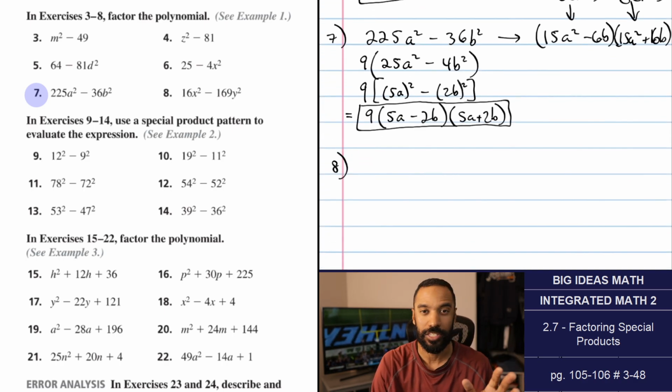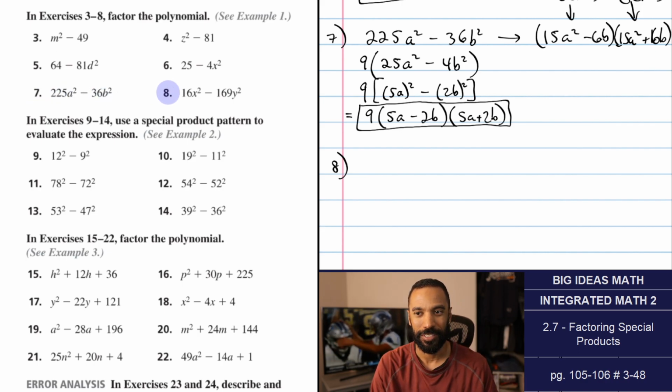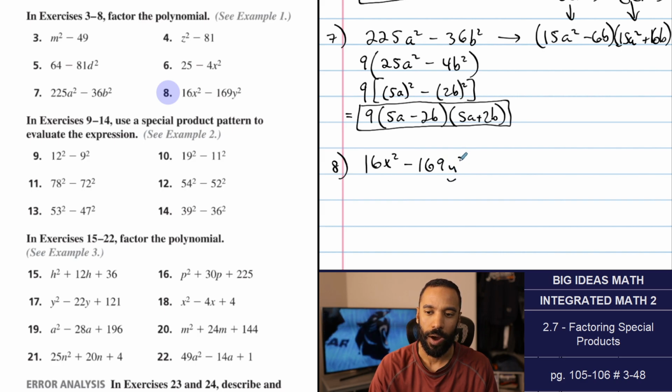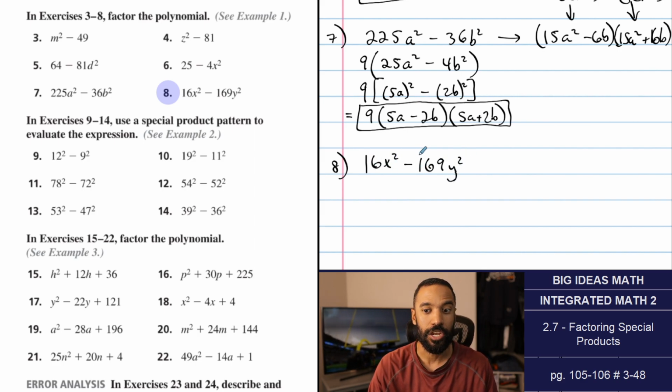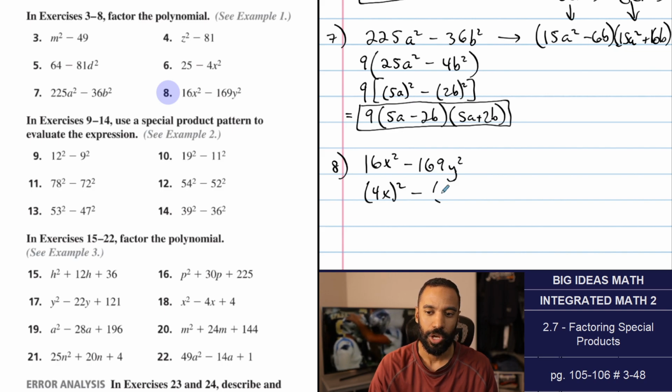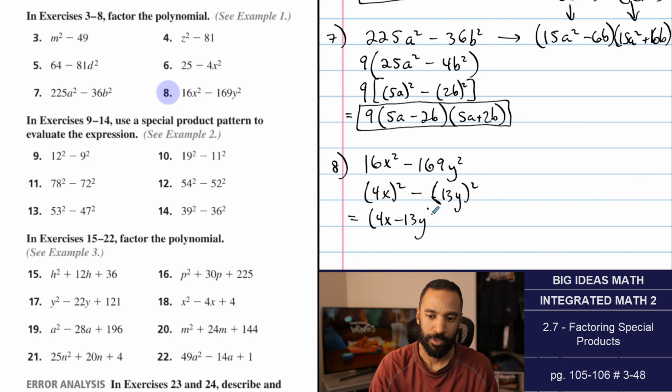I ignored the concept because it looked like nothing was going to show up, and because those were perfect squares already, but you do factor them. Number 8, you have 16x squared minus 169y squared. So no GCF this time. 16 is 4 squared, so 4x is being squared here, minus 169 is 13 squared, so 13y is being squared. So that will become 4x minus 13y times 4x plus 13y.